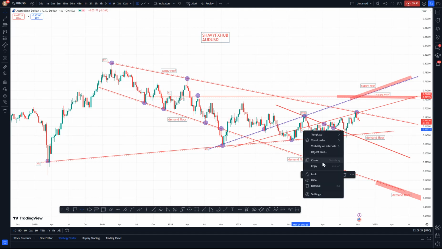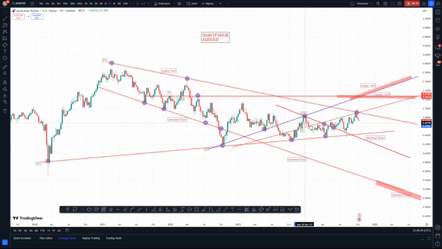So on multiple touches, we played on this for short-term supply. Every time price touches the roof, it is supply.